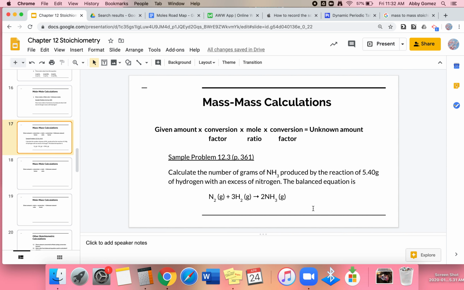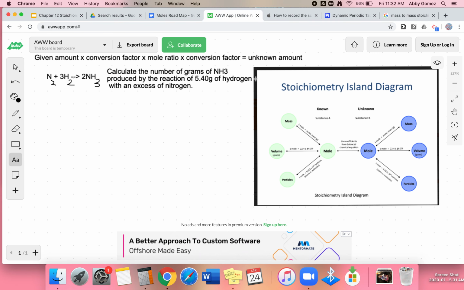So here's the sample problem we're going to be doing. Again, we're working with that same equation of nitrogen plus hydrogen yielding ammonia. Calculate the number of grams of ammonia produced by the reaction of 5.4 grams of hydrogen with an excess of nitrogen. And then there's the balanced chemical equation. All right, so let's go ahead and use our stoichiometry island and our problem here to start breaking this down.